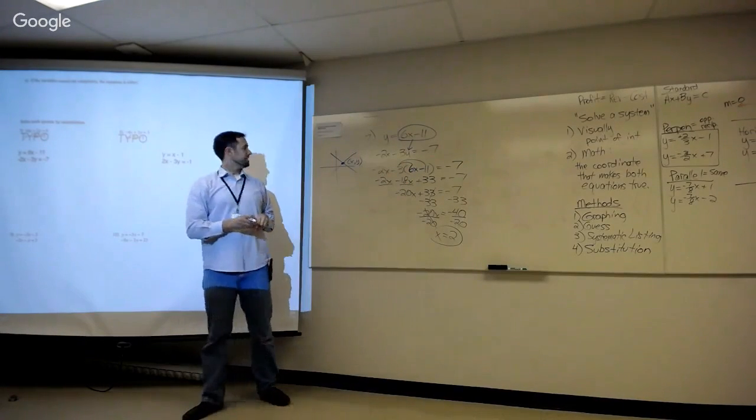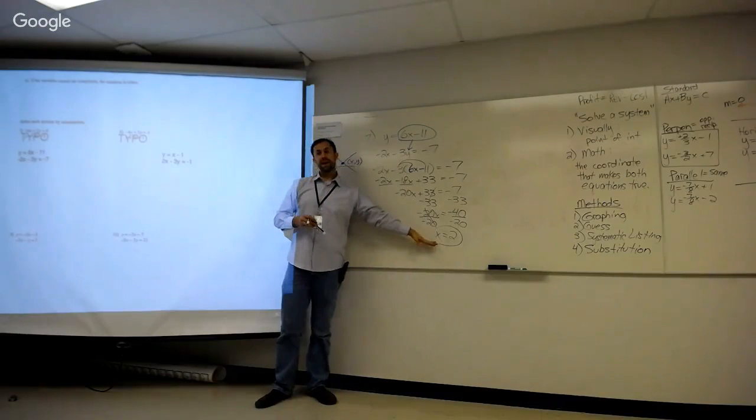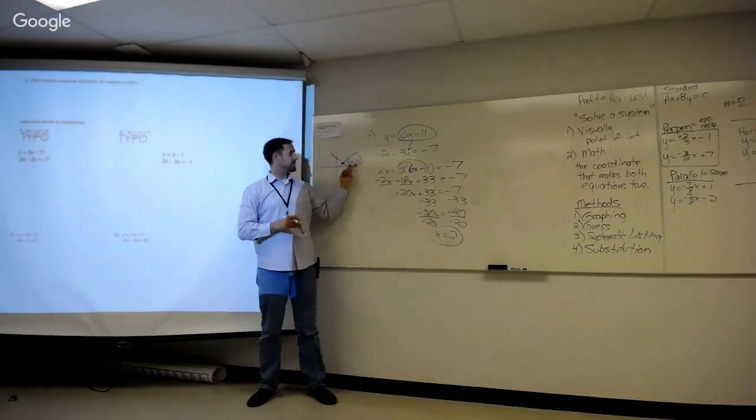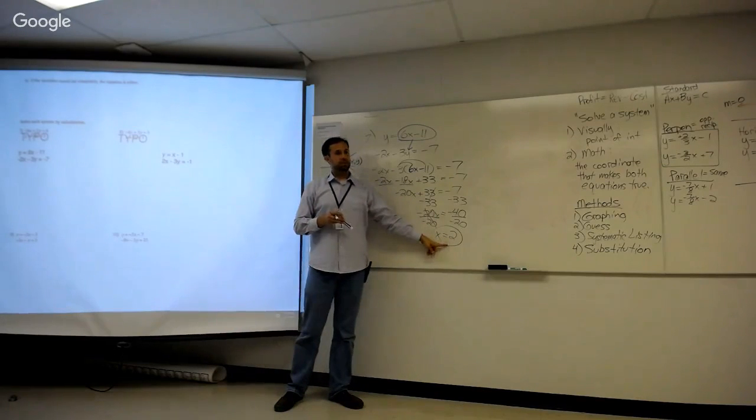Is that the end of the problem? No, because how many pieces of information are we looking for? 2. We need an x and a y. And so far, we've solved for x. But we still need to solve for y because we're looking for a point of intersection. So now that I know x, how do I solve for y? Put it back in.